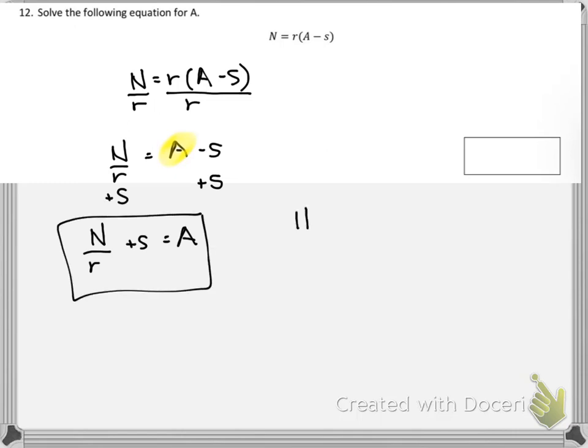Now remember, I told you another way that you could do this if you chose to, and again, to me this takes a little bit longer, so I don't prefer this method, but that's okay. You can use it. It's not wrong. It's just a little bit longer. So r times a minus r times s, right?